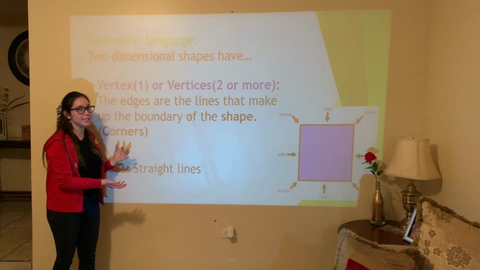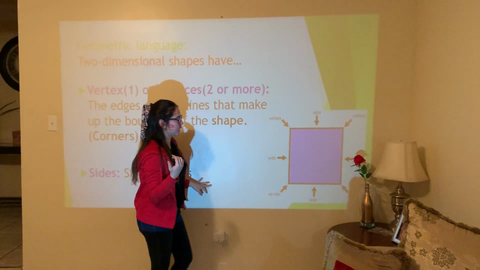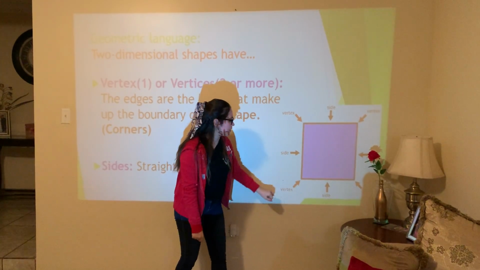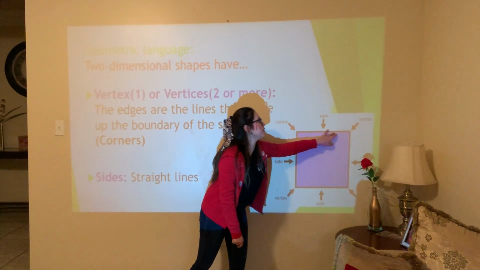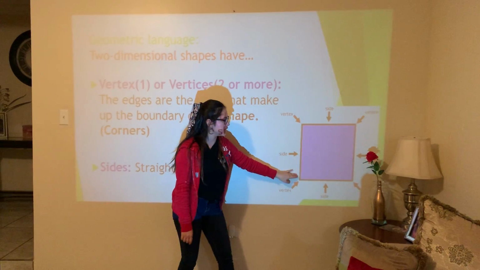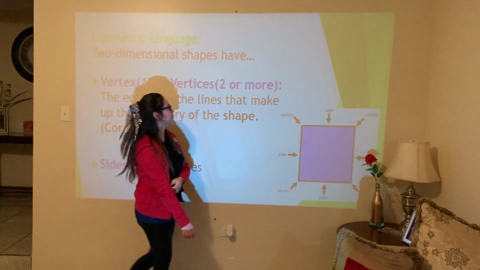Now sides. Sides we can define as straight lines. And as your peer said, these are the sides. The square has 1, 2, 3, 4. And as you can see, those are straight lines. So it has 4 vertices and 4 sides.